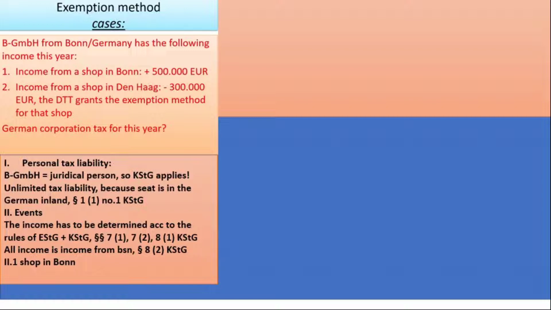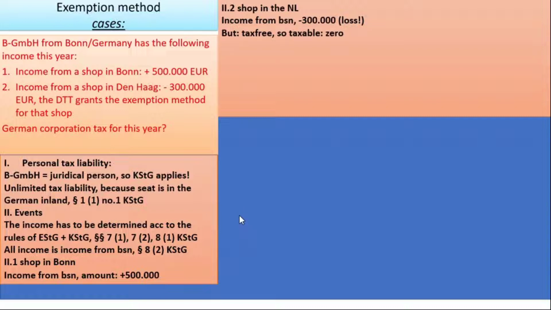Now we have the shop in Bonn as a first event. That's income from business, naturally, and the amount is 500,000. The second thing is a shop in the Netherlands. The income is again from business. Now we have an amount of minus 300,000. That's a loss. But due to the double taxation treaty, this loss is tax-free. So taxable amount is for the Netherlands in Germany a zero. Relevance for progression? No, because there is no progression under the KStG. So no additional auxiliary computation is necessary, and we don't need to collect any data for such an auxiliary calculation.